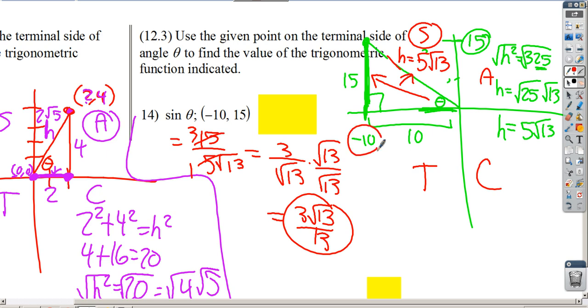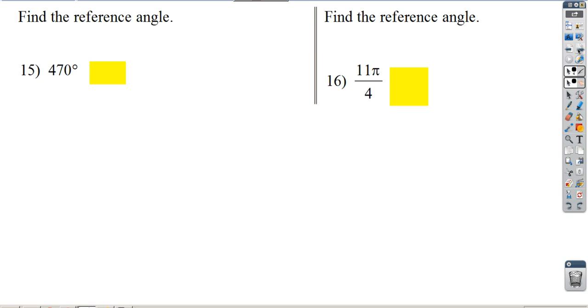If we had found cosine, we'd have to use a negative 10, because cosine is negative in that quadrant. Because we found sine, it should have been positive. All Students Take Calculus. We're in the second quadrant where sine is positive. So there's our answer. All right, these right here want us to find the reference angle.